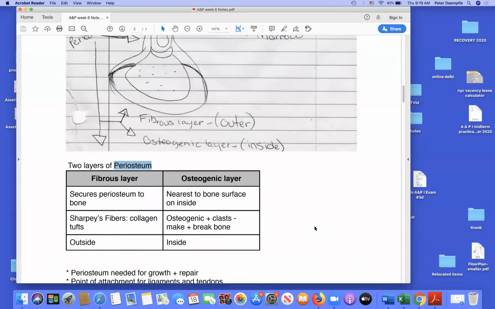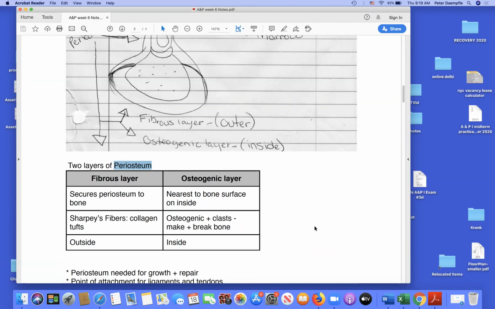It's just a little covering. It's made of two parts, a fibrous periosteum and an osteogenic periosteum. The fibrous periosteum is the protector on the outside of the bone. It's made of Sharpey's fibers, in other words, collagen tufts, that protect the outer layer. And this layer secures the periosteum to ligaments and tendons, for example, and to the bone itself. The osteogenic layer is nearer to the bone surface. It builds up and breaks down the bone.